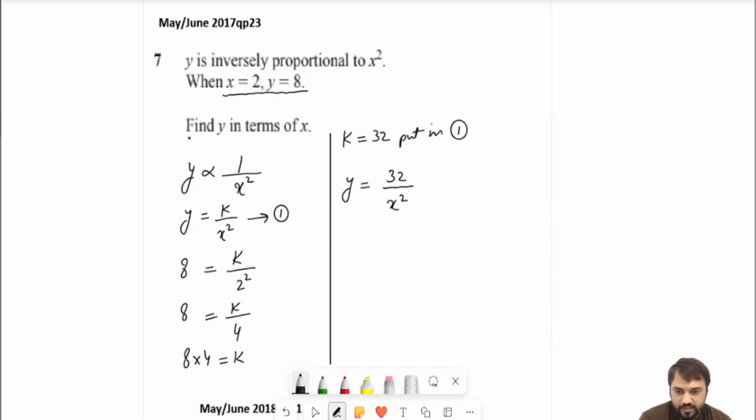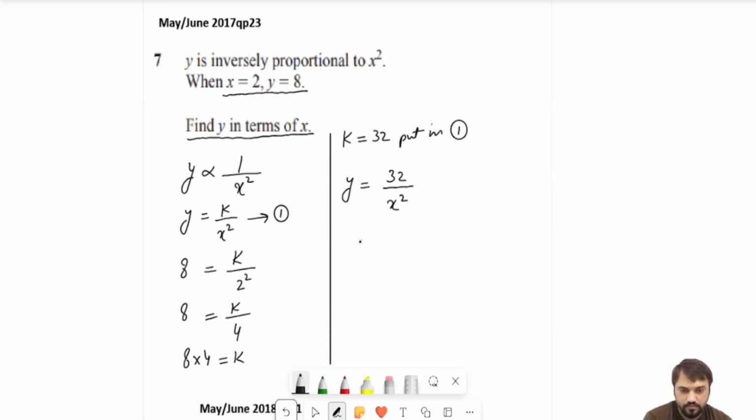Now the rest of the statement is find y in terms of x. We have already found that y is equal to 32 over x square. So y in terms of x. This is our answer, y in terms of x.